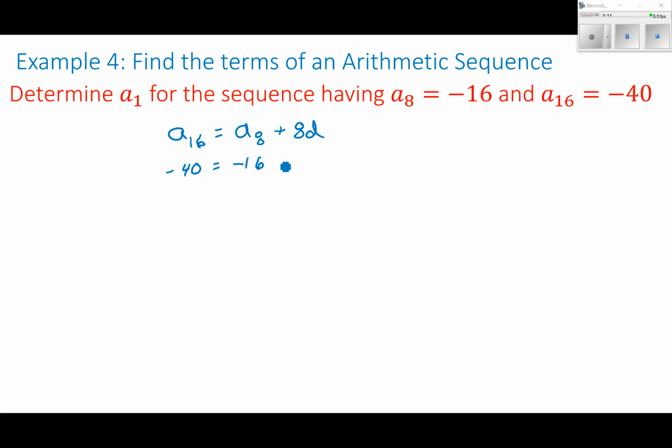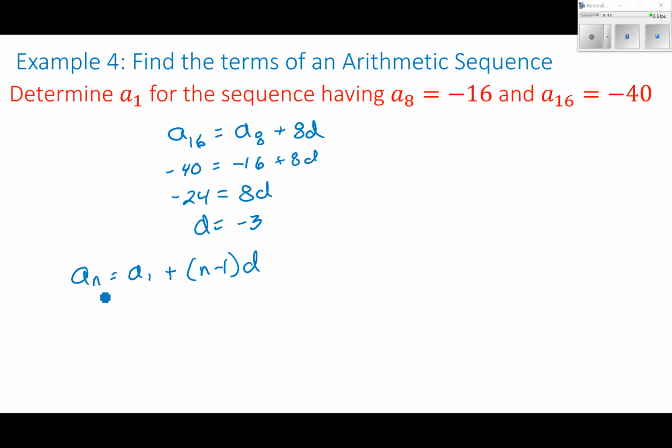This is negative 16 plus 8d. I add 16, this would be a negative 24 equals 8d. And so d would equal a negative 3. So now from that information, I have found our common difference. All right, so I can work with this and say, well, I know my formula, a sub n is a sub 1 plus n minus 1 times d. Start filling in some information. Let's work with this negative 16.